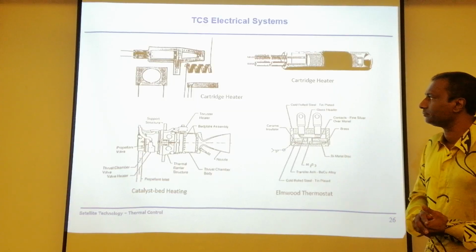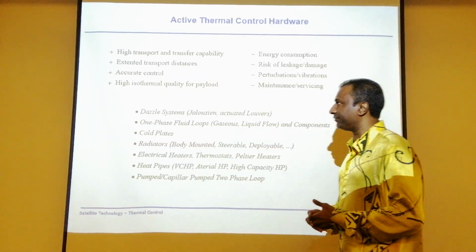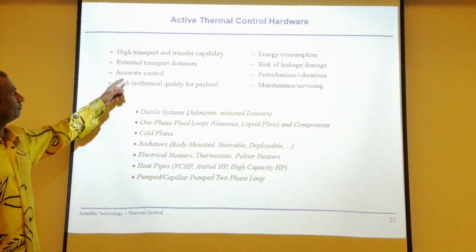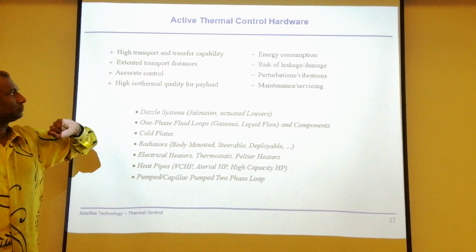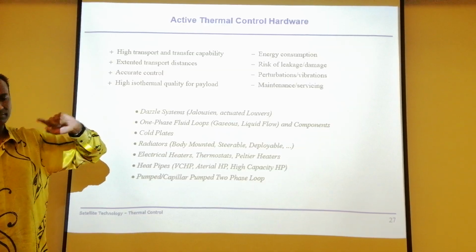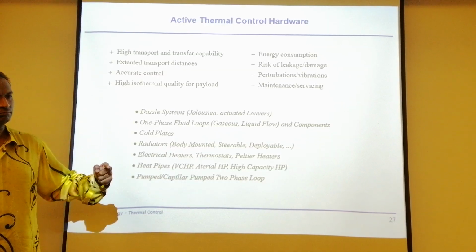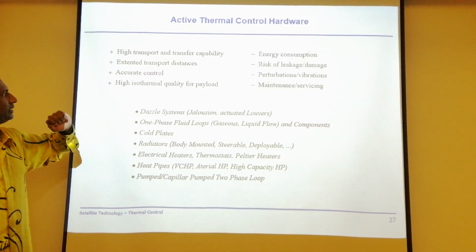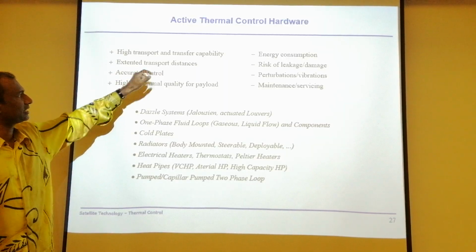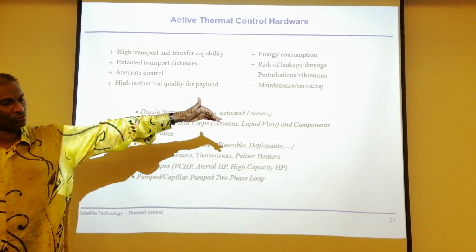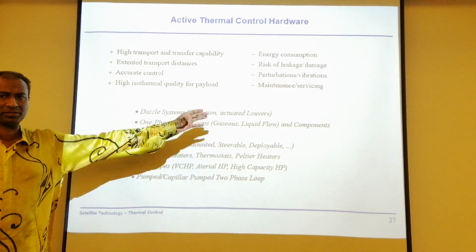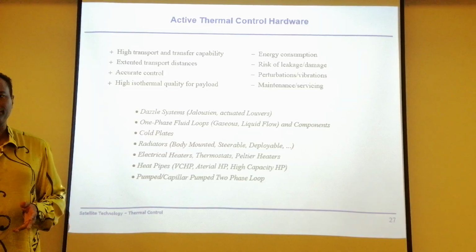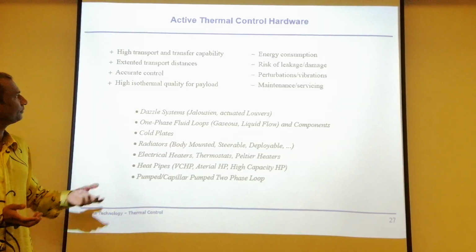Very good. Now, active. Why is active important? High transfer capacity. The fluid will keep on flowing. Then extended transport distance. If it's a very long distance, a huge spacecraft, a space station, definitely it is going to be active. You can't afford to do passive.